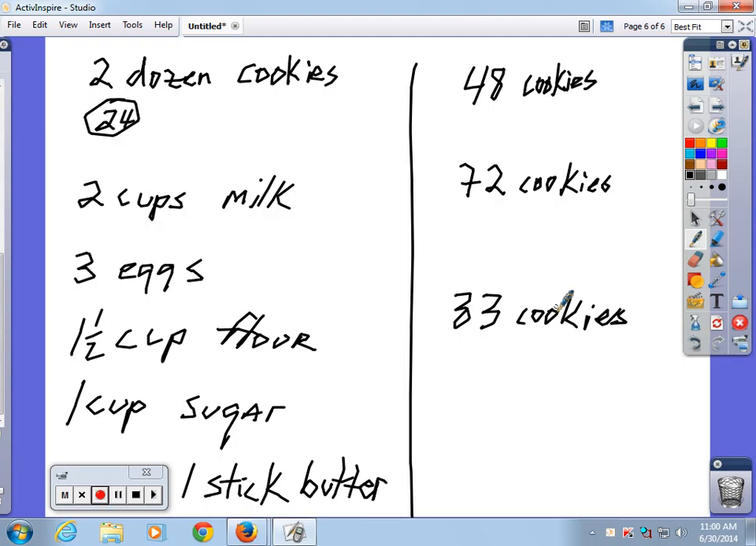Next one, 72 divided by 24 is 3. And 3 is your conversion factor. So what would you do with 33? Put it in your calculator, what do you get? 1.375. And there's your conversion factor. Now, of course, nobody's going to cook 33 cookies. But the whole point is that you understand you have just found a fudge factor to multiply by to get the ingredients that you need.